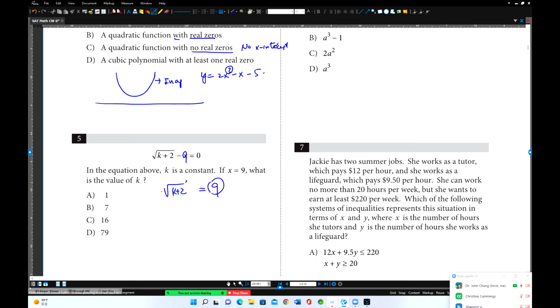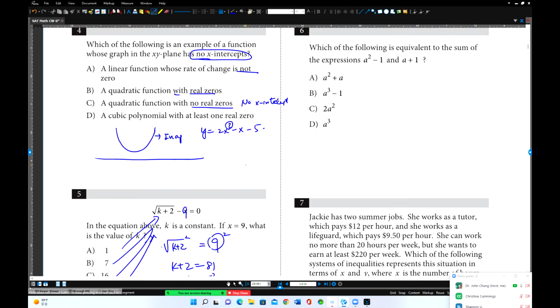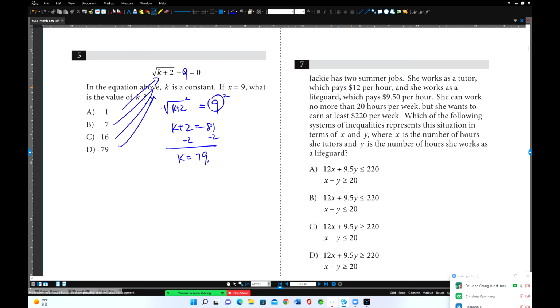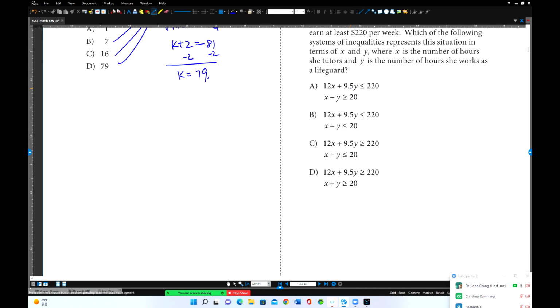In this case, you can make a square over here, okay? So k plus 2 equals what? 81. Minus 2 on both sides, you got what? 79. Okay? Or substitute, it's okay too. Okay, sum of this one, a squared plus h dash, okay? Number 7, I think you can do that, okay? Just follow the scenario.